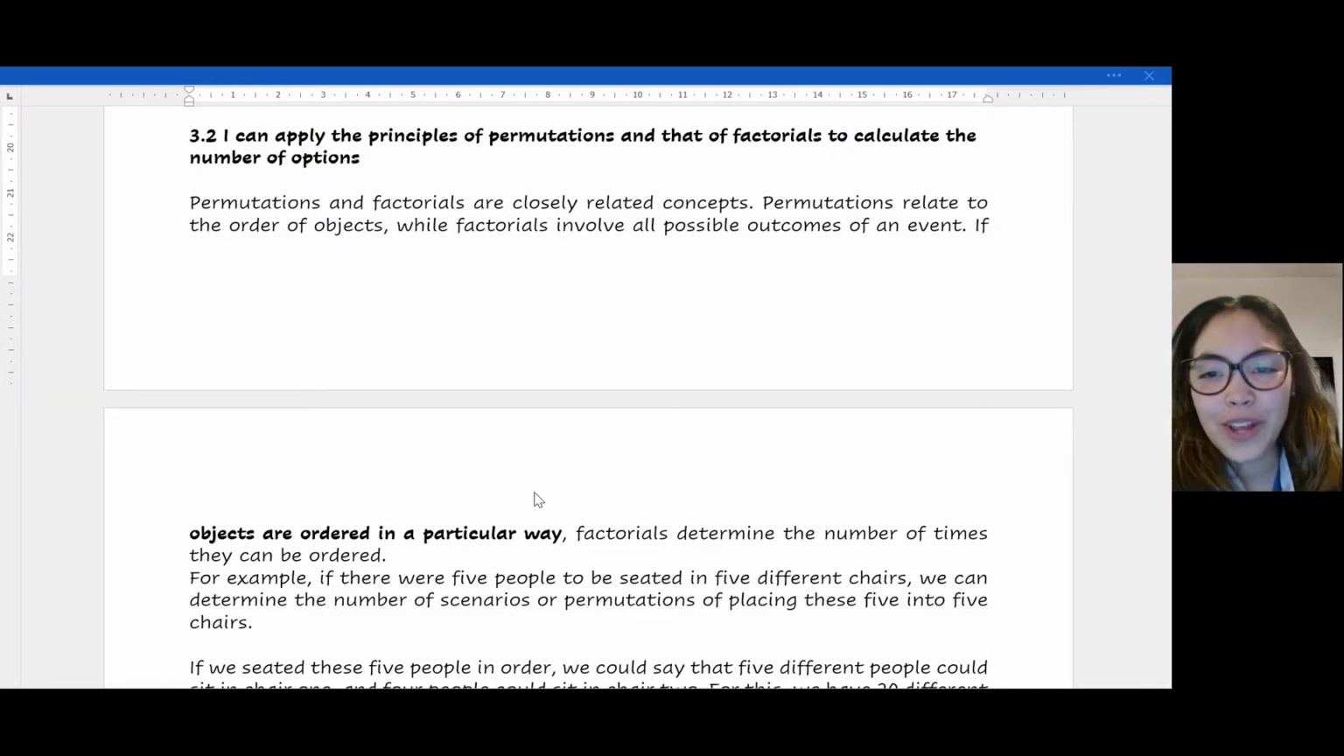Hello everyone, we are going to be looking at 3.2, which is: I can apply the principles of permutations and that of factorials to calculate the number of options. So our permutations and our factorials are actually quite closely related to each other. Permutations relate to an order in which we would like to order different objects, whereas factorials include all the possible outcomes of any particular event.